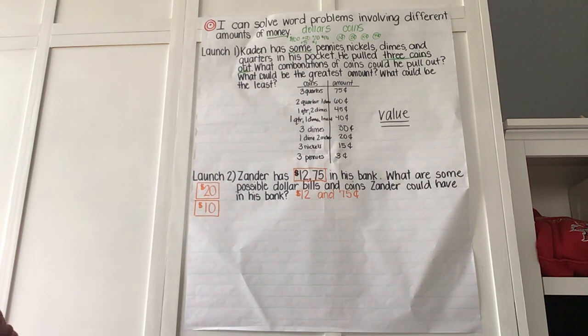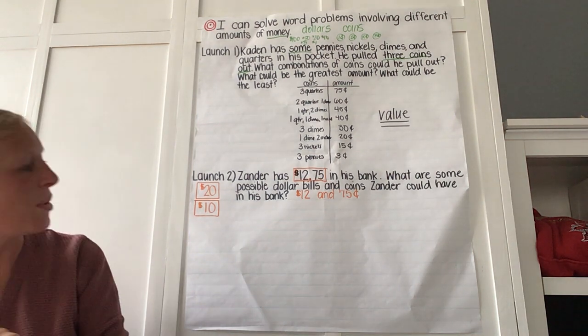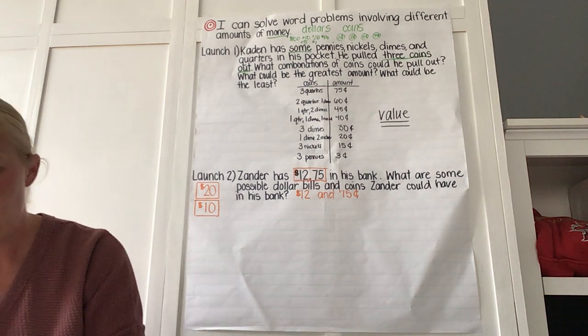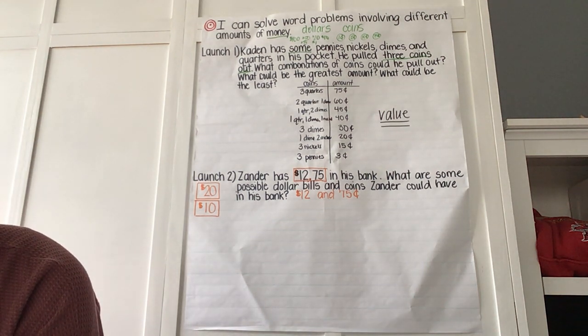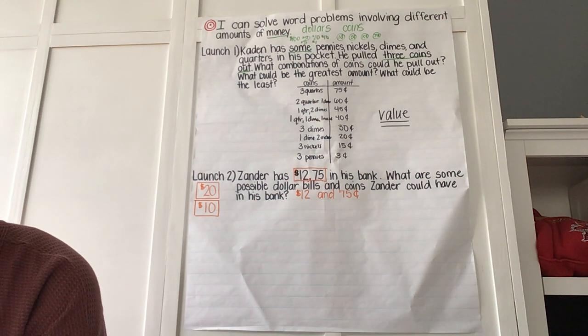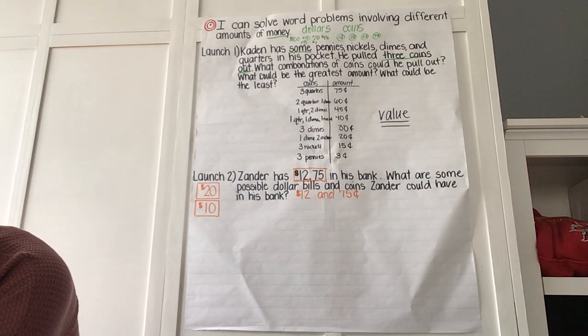Do we have a $2 bill? So how could you make 2s? Oh, all right. And then how about those coins? What could we use to put together for those coins? And how did you count those coins?